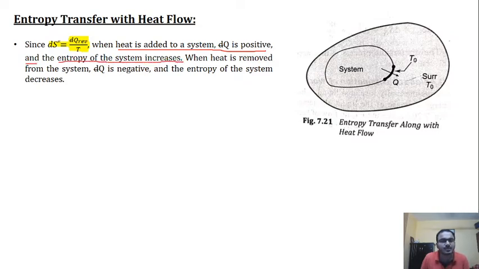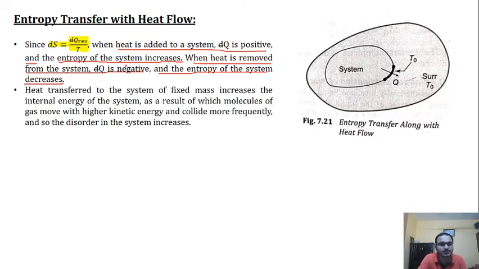That is very true based on this formula, that if dQ reversible is positive, then there will be an increase in entropy. Now when heat is removed from the system, dQ is negative and the entropy of the system decreases. That is quite obvious from this. So whenever heat is added, there will be an increase of entropy, and whenever heat is removed, there is a decrease of entropy.